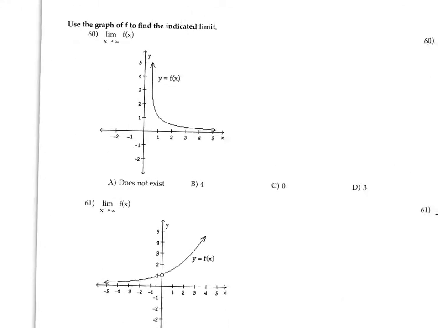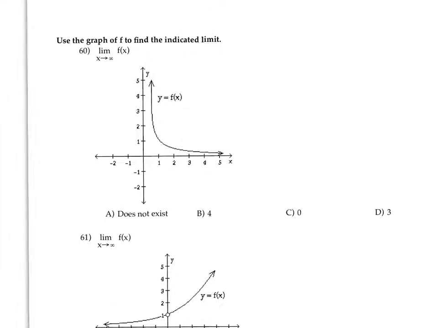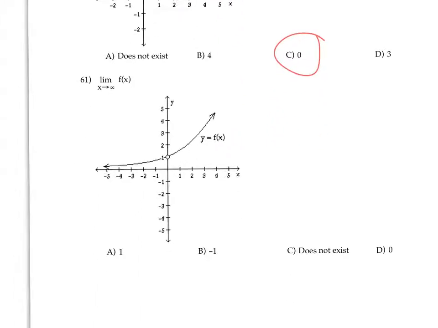Got some more limits going on here. Here we got limits at infinity. And when you've got a limit at infinity, we're tracing this graph and seeing where it goes. It goes to 0. For 61, same thing. We had a limit at infinity. And as you follow this graph to the right, it goes up to infinity.